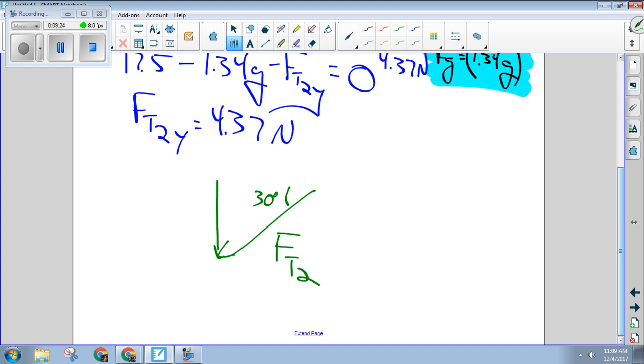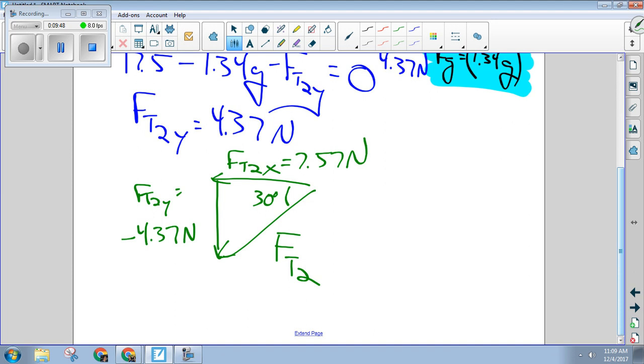We just figured out that the y component is 4.37. I guess I should make it negative, right? Because it's downward. So here's an x component. Follow? So we can find that x component. Anybody have it handy? 7.57. 7.57? Good? Do you guys agree we can now find this missing tension just by doing some Pythagorean theorem?